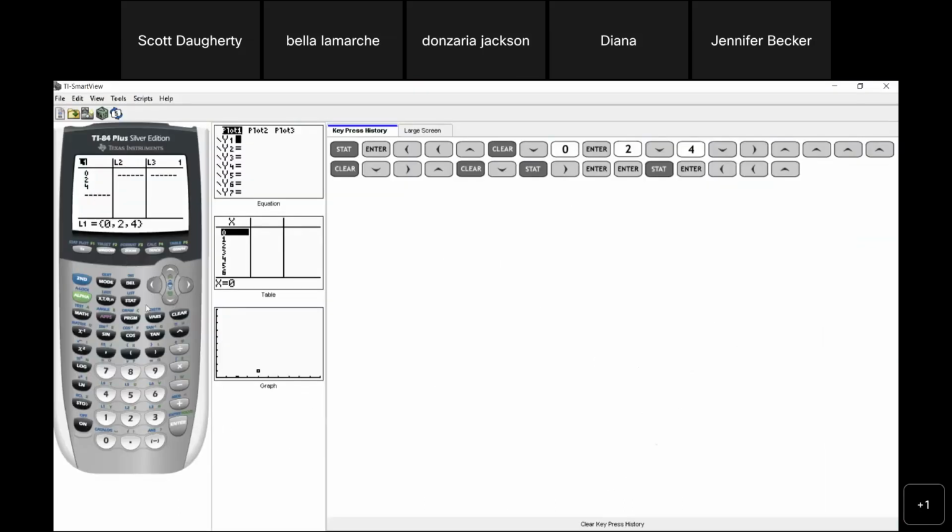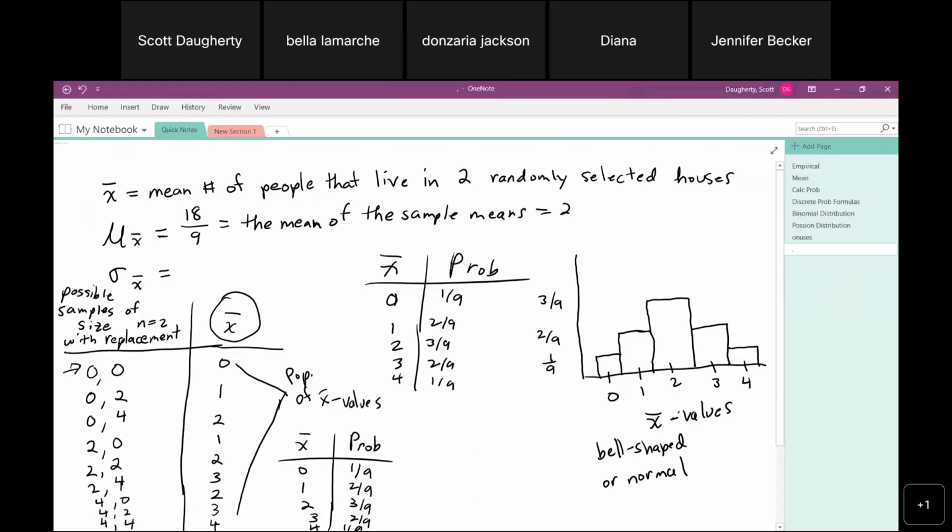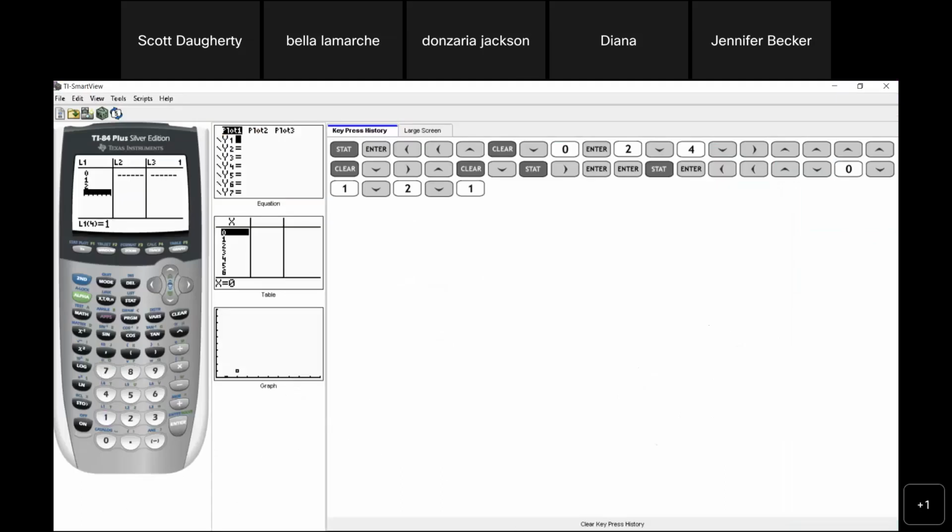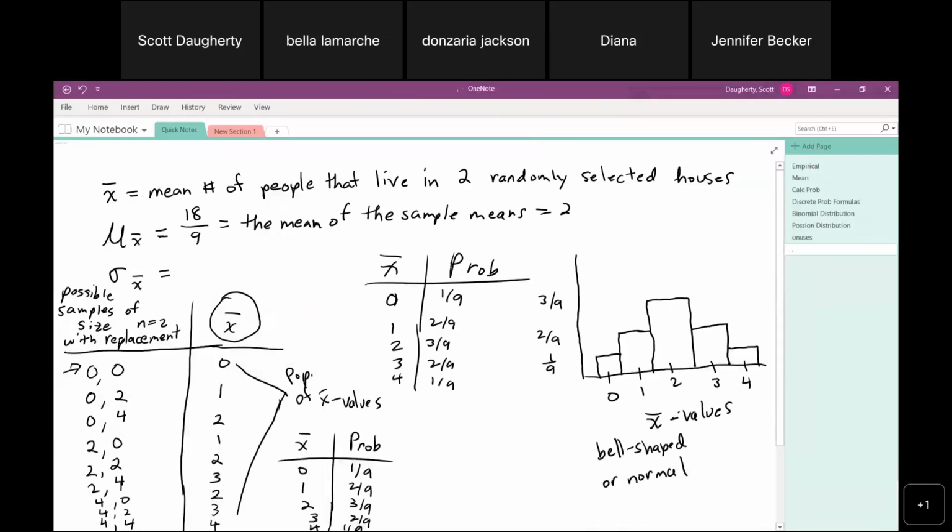So go to stat, edit, and now put in, all right, so it's 0, 1, 2, and then it jumped back to, let me pull it back up, see what it was. 0, 1, 2, 1, sorry, 0, 1, 2, 1. And then it goes 2, 3, 2.